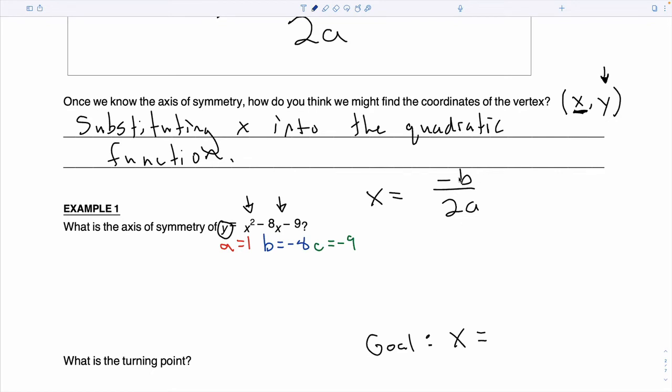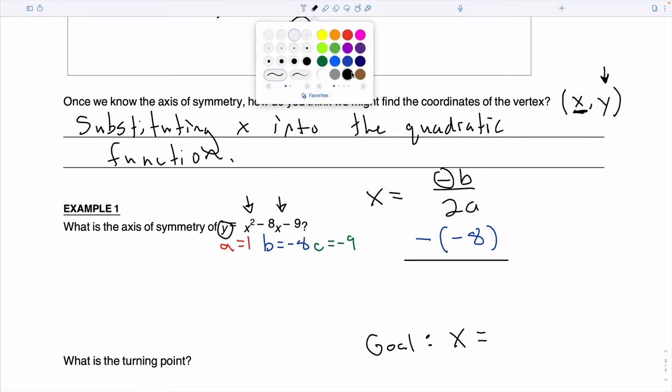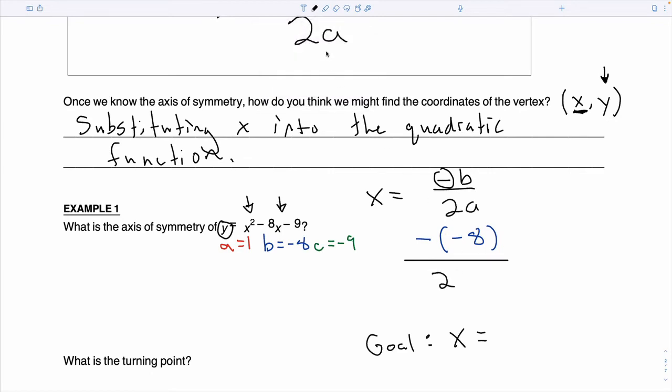Negative b. Okay, top of the equation. We're going to start just filling in numbers here. So b is negative 8. Watch what I do. Negative 8 goes on the top. Why are there two negatives next to b? There's a negative here, and there's a negative in front of the 8. You need two negatives. Then you have 2 times a. What is a in this quadratic? It's 1. So let's do 2 times 1 on the bottom.